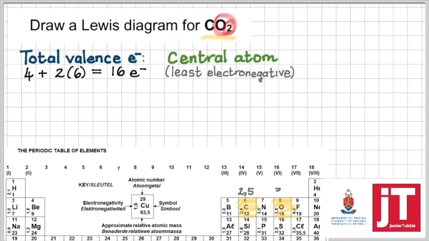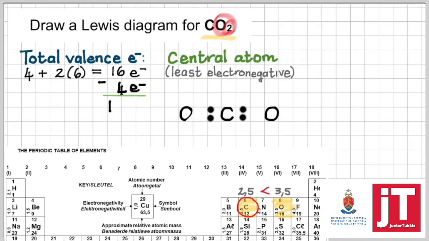From our periodic table, we establish that carbon has an electronegativity of 2,5, while oxygen has an electronegativity of 3,5. Since 2,5 is lower than 3,5, we know that carbon will be the central atom. So we write down its symbol and place one oxygen atom on either side. We will now draw a pair of electrons between carbon and each of the oxygen atoms to create one bond.